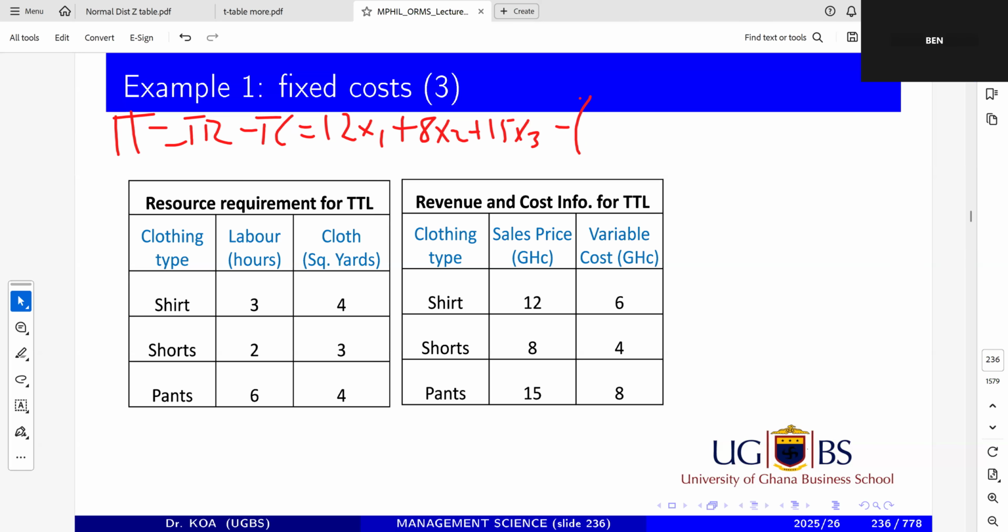So we'll have 6x1 minus 6x1. Okay, you have the minus already. So the variable cost here for shirt is 6. So we can have the fixed cost, which is the rent. So I wanted to do the variable cost, then I bring the rent. That's fine. So you have 6 what? 6x1 plus 4x2 plus 8x3.